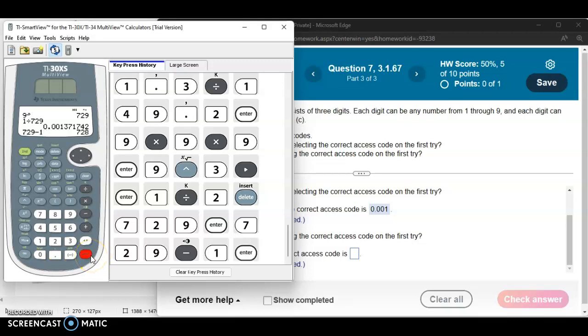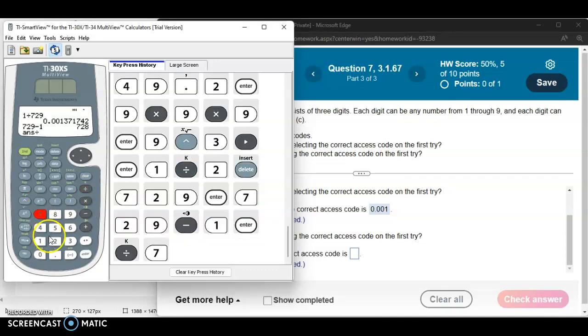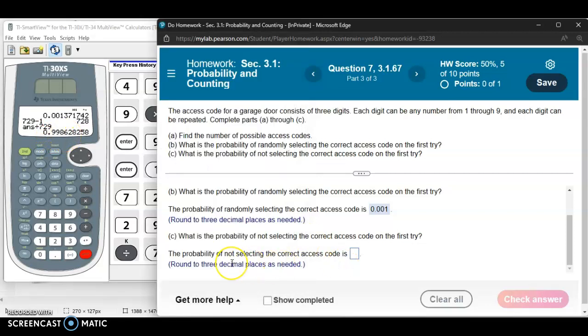So that leaves 728 other codes that are not the actual access code. So then we need to divide that by 729. You get the number 0.9986. Okay, and we're going to round that to 3 decimal places, so that 8 there is in the rounding position, which is 3 digits to the right of the decimal point.